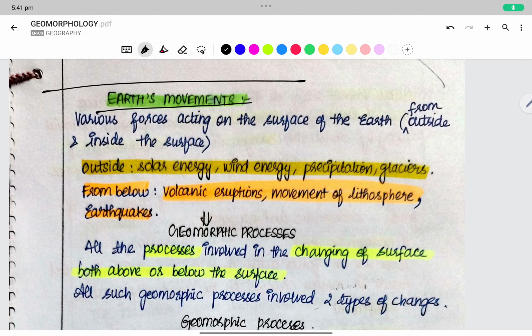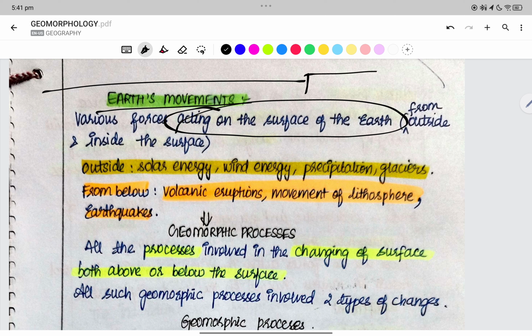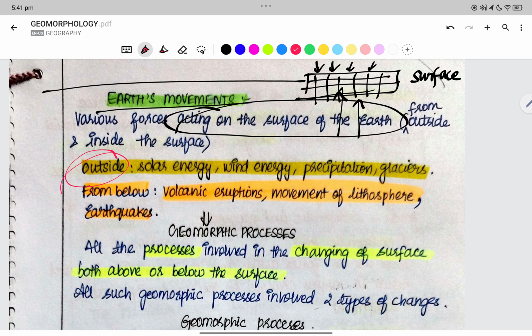Earth movements. Various forces are acting on the surface of the earth. The forces are acting on the surface from within the earth and from outside the earth. So all the forces are exerted on the surface. Outside we have the solar energy, sun, wind energy, precipitation, and glaciers.